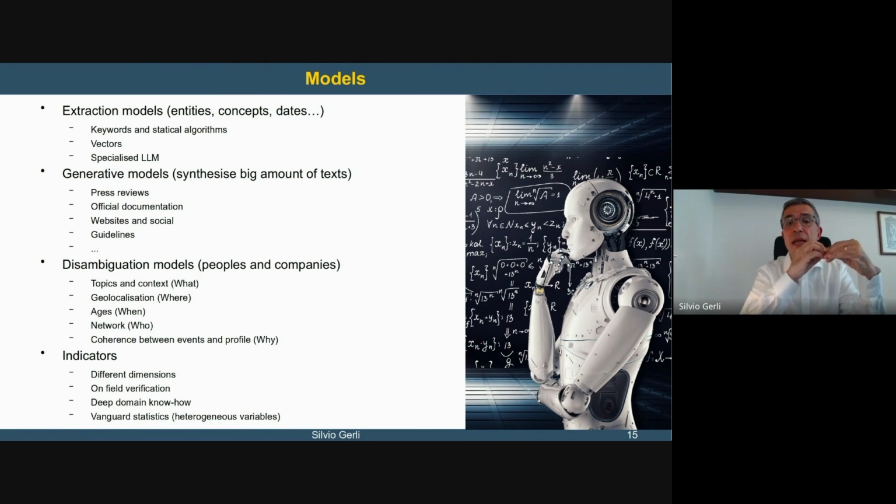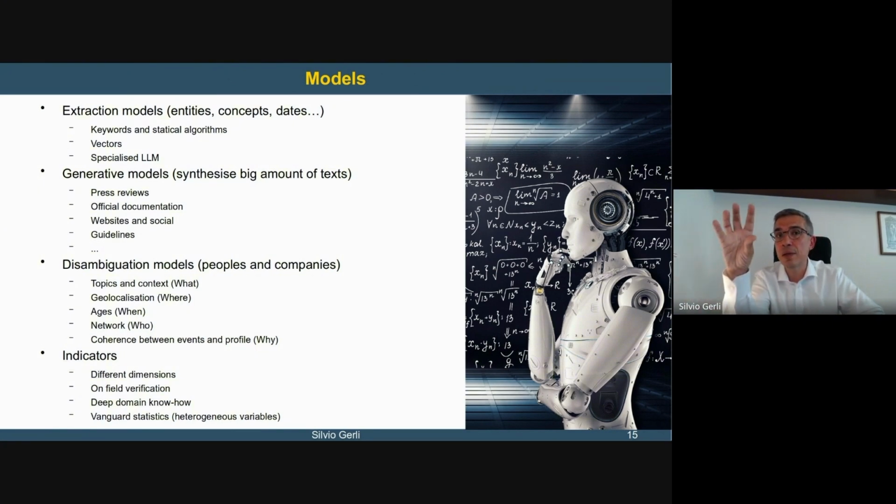Then this is a very important problem, the disambiguation, because there are a lot of homonyms. If you search for Silvio Gerli, you could find another Silvio Gerli, and you have to decide if it's me that made this particular crime or not. So how? There is a lot of very interesting literature about this, and we are involved in it.